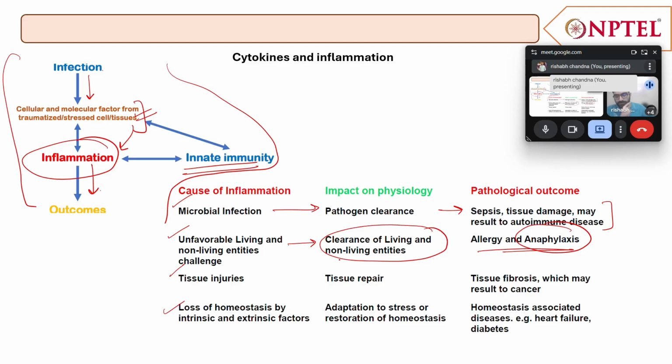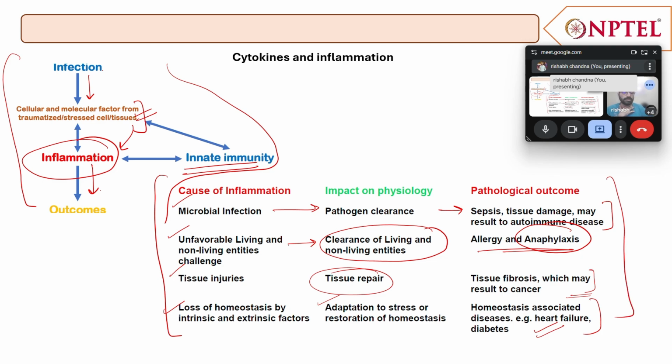Then we have tissue injuries. Tissue injuries lead to tissue repair. The body tries to repair the tissue, and this leads to tissue fibrosis, which may result in cancer. Then we have loss of homeostasis by intrinsic and extrinsic factors. This leads to adaptation to stress or restoration of the homeostasis, and homeostasis associated diseases, for example heart failure and diabetes. So these are the major causes of the inflammation and their pathological outcomes.